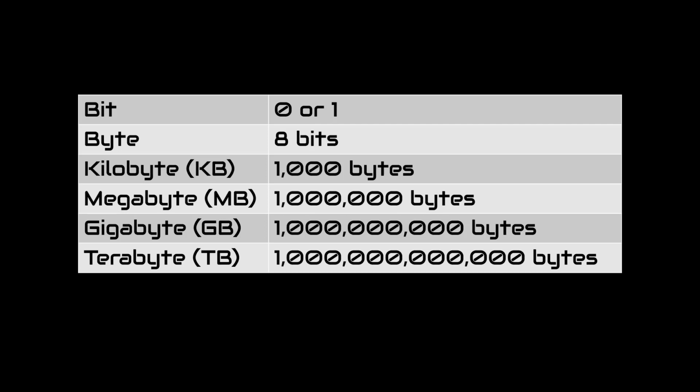When you group 8 bits together, you have a byte. A byte is roughly equivalent to a character. The word byte would be 4 bytes since it has 4 letters in it. Once you have 1,000 bytes, you have a kilobyte. A megabyte has 1 million bytes. A gigabyte has 1 billion bytes, and a terabyte has 1 trillion bytes.